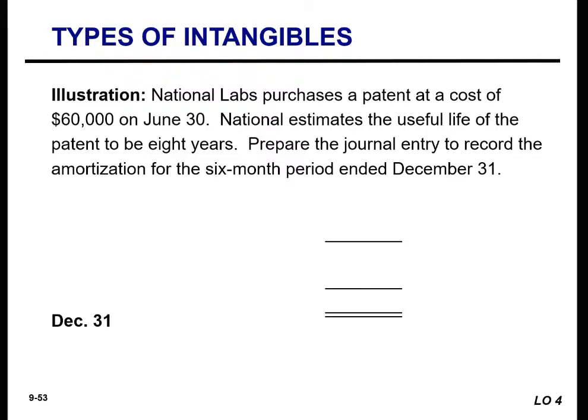So let's just look at National Labs, who purchased a patent with a cost of $60,000 on June 30th. They estimate that the useful life of this patent is going to be 8 years. So the journal entry to record the amortization for the 6-month period ended December 31st. Remember, we use straight line for most amortization. It has a $60,000 cost and an 8-year useful life.